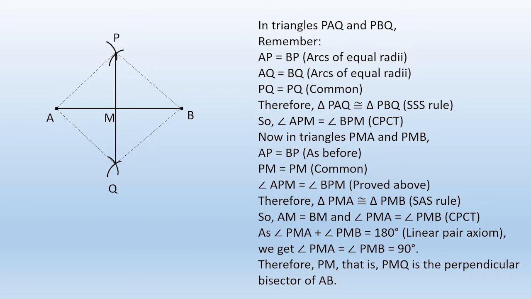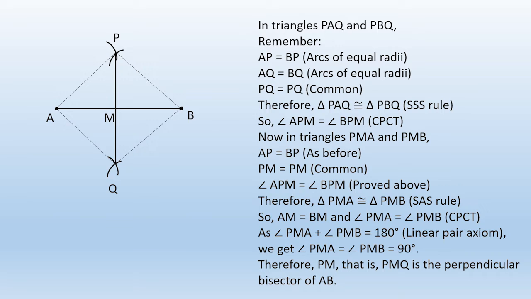PM is equal to PM, common. Angle APM is equal to angle BPM as proved above. Therefore, triangle PMA is congruent to triangle PMB by the SAS rule. So, AM is equal to BM and angle PMA is equal to angle PMB by CPCT.